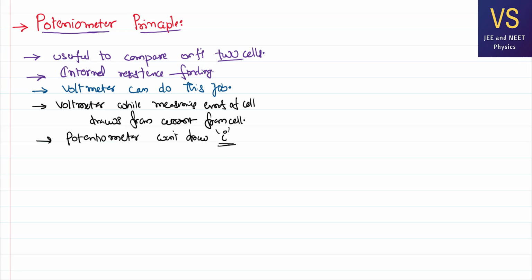Fine. Then, on what principle does this potentiometer work? That's the point that we would like to talk about now. What is the principle of the potentiometer? The principle is simple. It says that the potential drop across the wire is directly proportional to the length of that wire. How do you get this principle? It's actually very simple. It can be derived from Ohm's law itself.